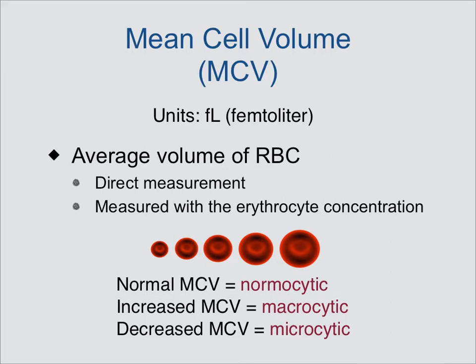The terminology used to describe the mean cell volume is as follows. If the mean cell volume falls within the reference interval, we call it normocytic. If it falls above the reference interval, we call it macrocytic, and below the reference interval, we call it microcytic. And this terminology translates directly to our descriptions of erythrocyte size on blood smears.